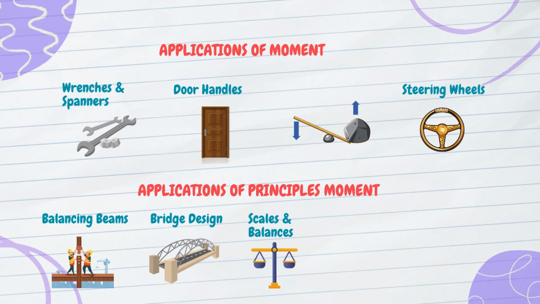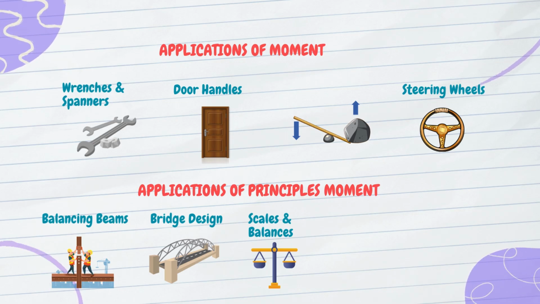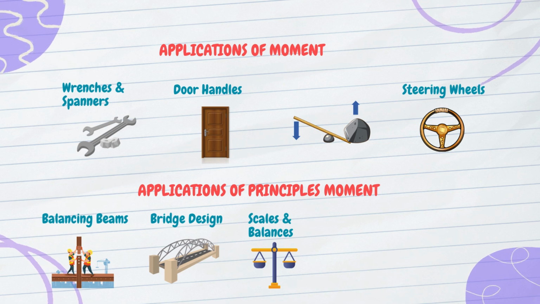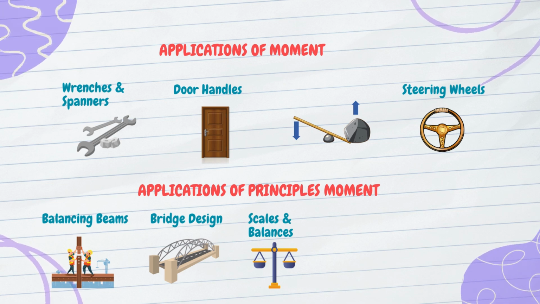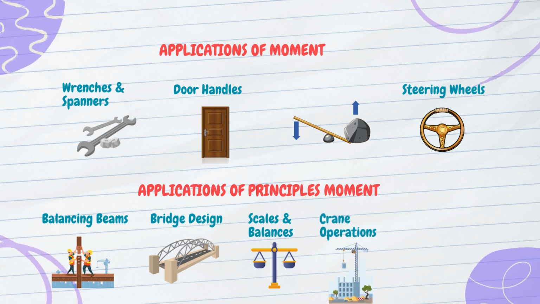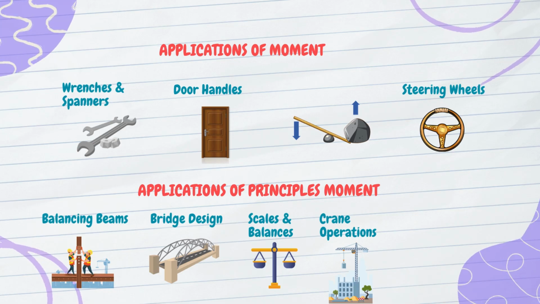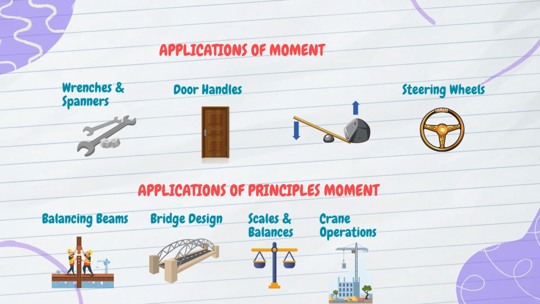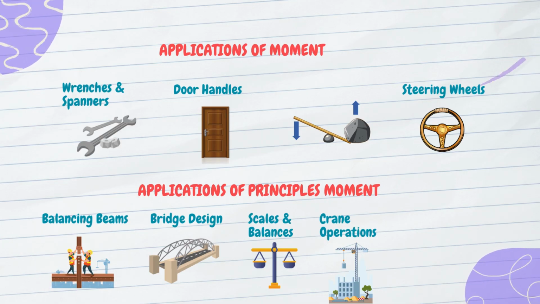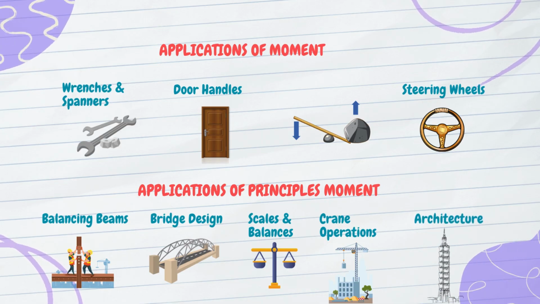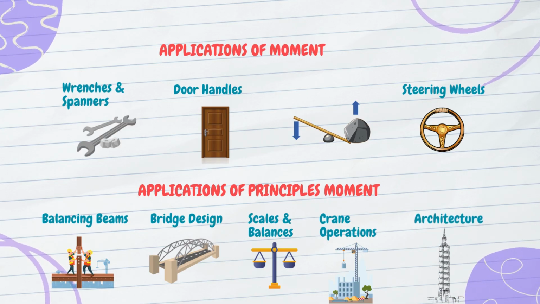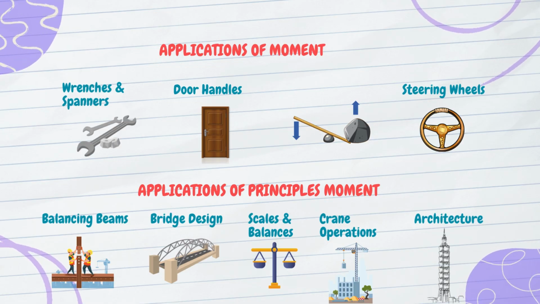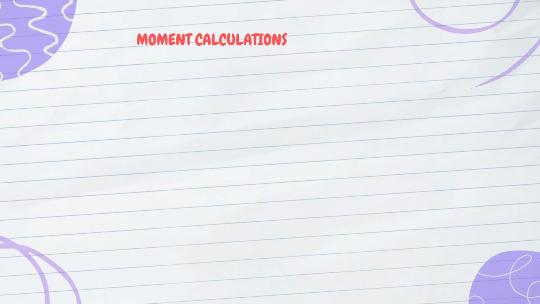Scales and balances. Traditional balance scales use the principle of moment to measure mass. Equal moments on both sides of the pivot ensure the scale is balanced, indicating equal masses. Crane operations. Cranes use the principle of moment to lift heavy loads safely. The counterweights balance the moments created by the load, preventing the crane from tipping over. And finally, architecture. Architects apply the principle of moment when designing buildings to ensure they remain stable under various loads, including wind and earthquakes. Now let's consider some examples.